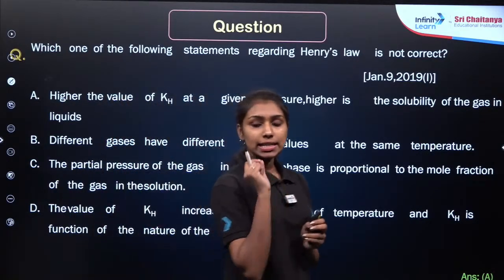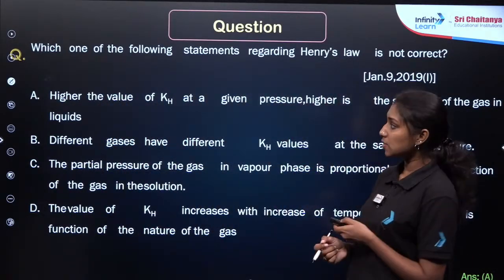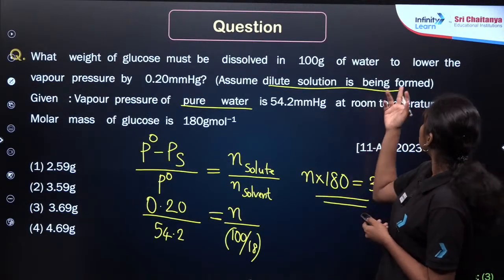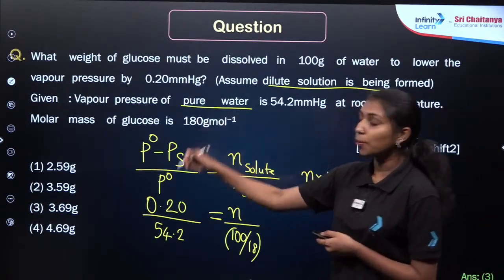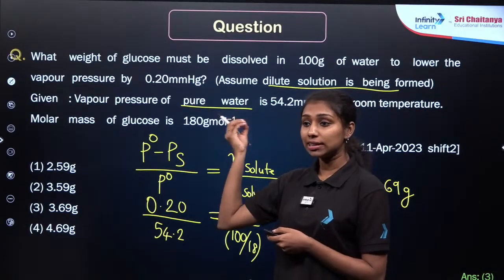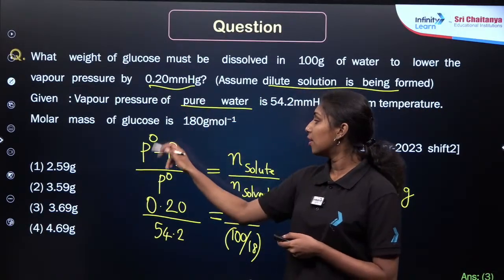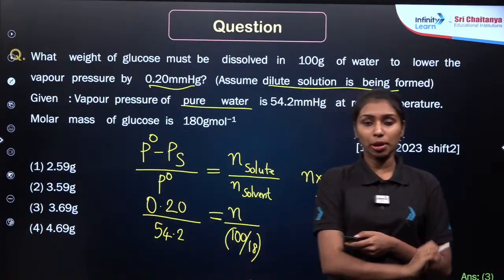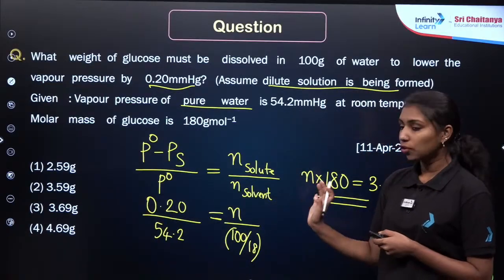Yes, Rishabh, you are correct. This is 54.2 minus 54, which is already given in our question as, where it is, yes, 0.20, right? 0.20. So we don't need to calculate it again. It is already given as the value of P0 minus Ps as 0.20 mmHg. So just calculate, you will get the correct answer.